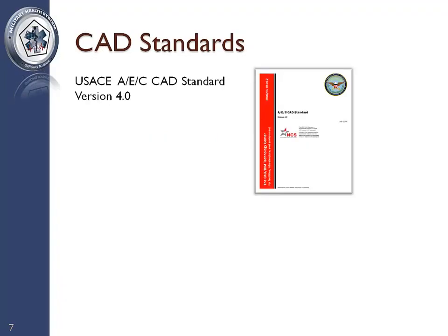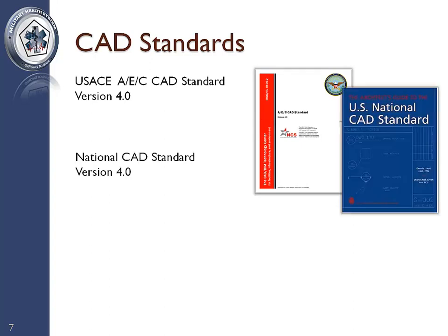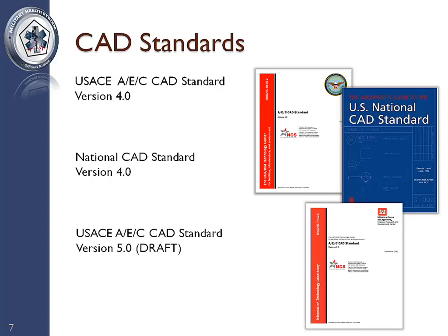MHS requires project delivery files to be compliant with USACE AEC CAD standards. The USACE AEC CAD Standard version 4 is compliant with the U.S. National CAD Standard version 4. The USACE standard contains supplemental materials and DoD-specific requirements not addressed in the U.S. National CAD Standard. The USACE Revit BIM template follows the National CAD Standard 5.0, the Army Corps' AEC 4.0 CAD Standard, and its CAD supplement.